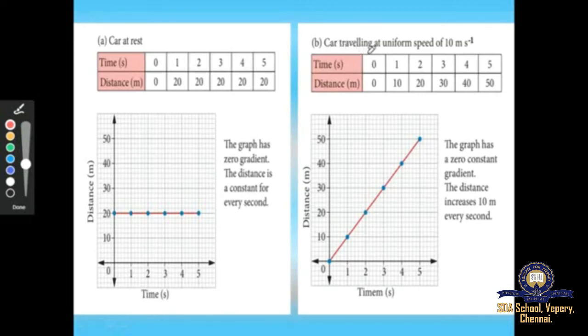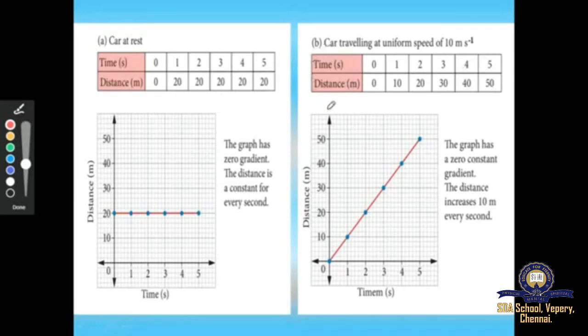Next is a car traveling at a uniform speed of 10 meters per second. The time is given in seconds and the distance is given in meters. At 0 seconds, the distance traveled by the car is 0. At 1 second, the distance traveled is 10 meters. In 2 seconds it is 20 meters, in 3 seconds it is 30 meters, in 4 seconds it is 40 meters, and in 5 seconds it is 50 meters.